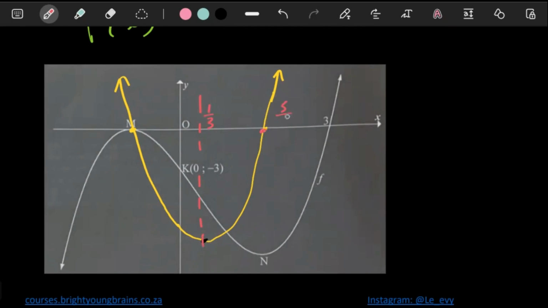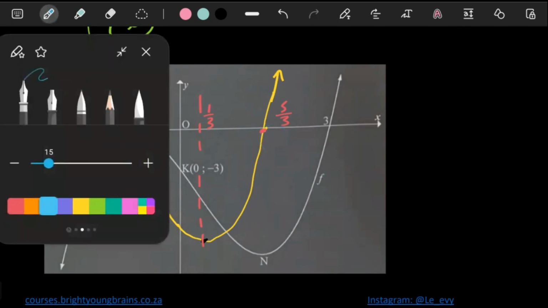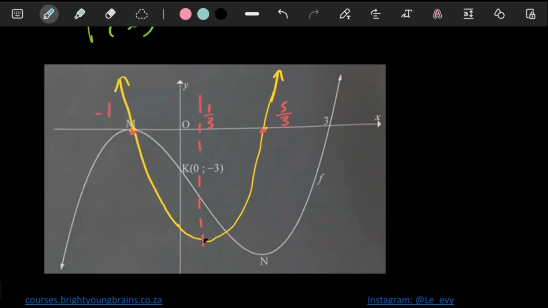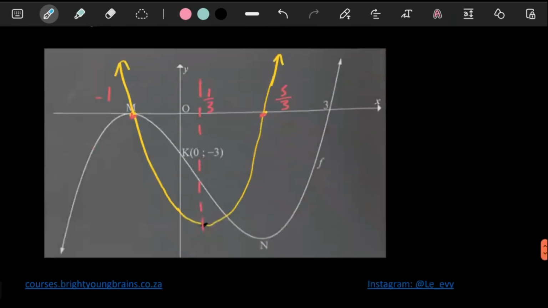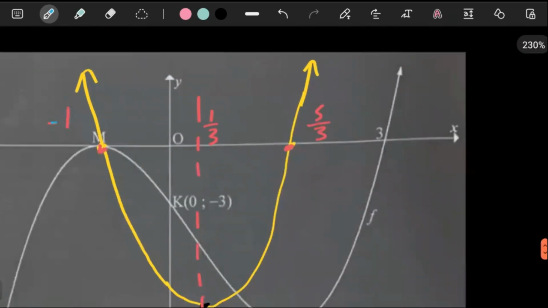This is going to be 5/3 minus 1. So again, in the applications of calculus playlist, you have a tutorial that deals with what you may call the relationship between the different graphs, as in the first derivative and the second derivative. With this image, it's going to help us answer this question, because they said we should determine the maximum vertical distance between f and its first derivative in the interval -1 to 0.